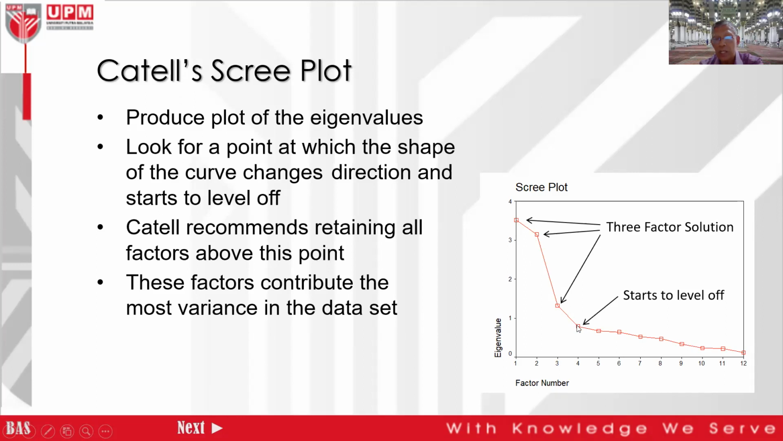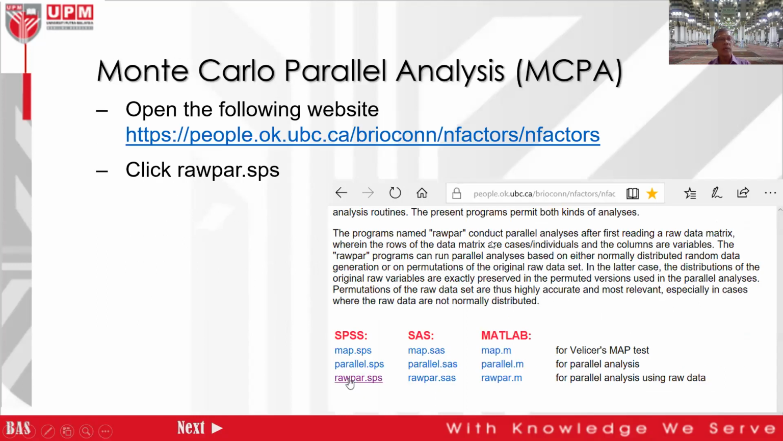But you don't include this as one factor, we just count the number of factors before that. So that means in this case, 1, 2, 3 factors to be extracted. Now that will be based on the scree plot. But for this scree plot, you need to tick the option in order to get the result. Okay. Next will be Monte Carlo parallel analysis.